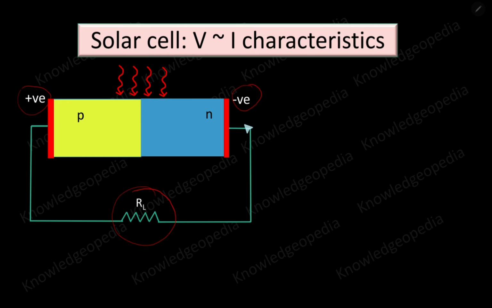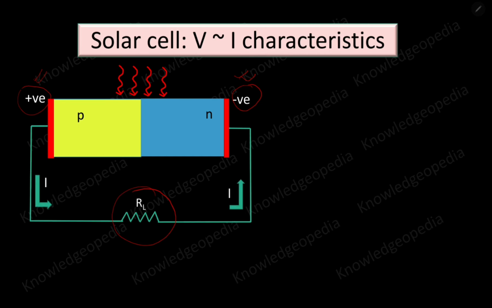And if you remember the forward bias condition, there also we used to connect the positive side of the battery to P side and negative side is connected to the N side. And here also the polarity across the solar cell is same as the polarity of a forward bias condition. So this side is positive, N side is negative. And in case of forward bias, we used to take the potential as positive. So here also you will be considering the potential as positive.